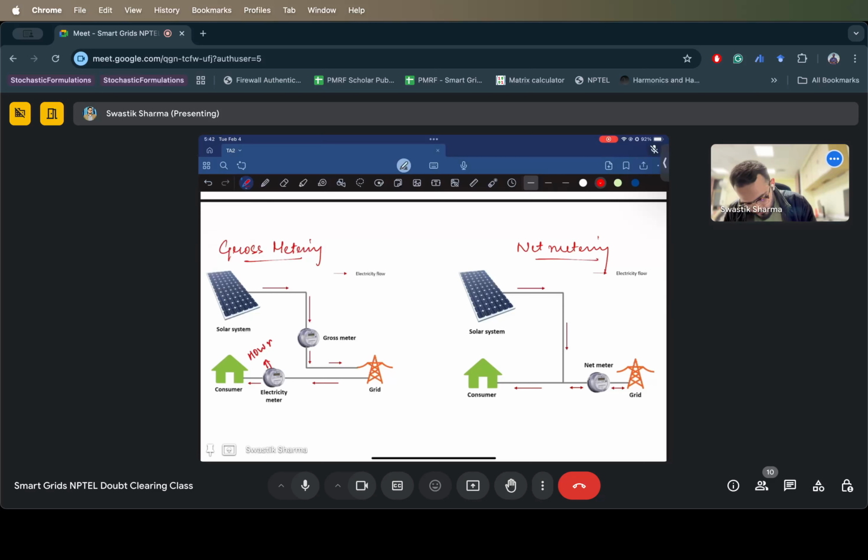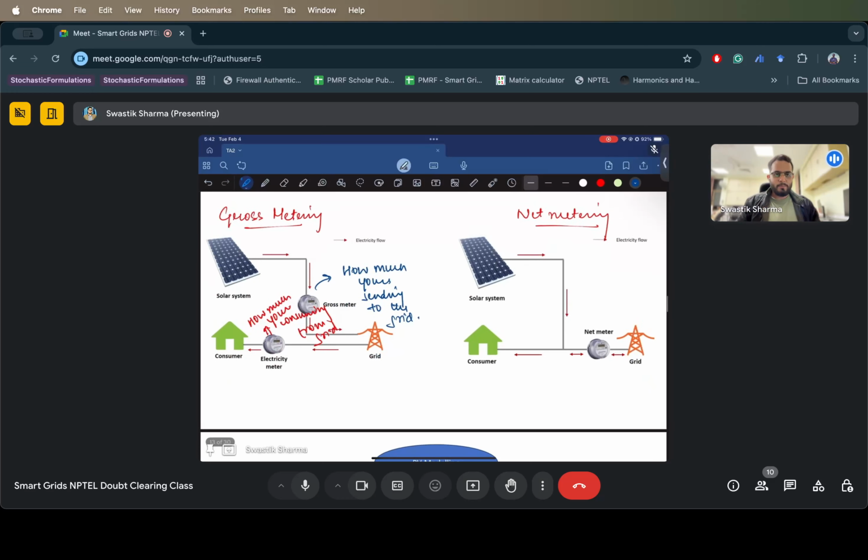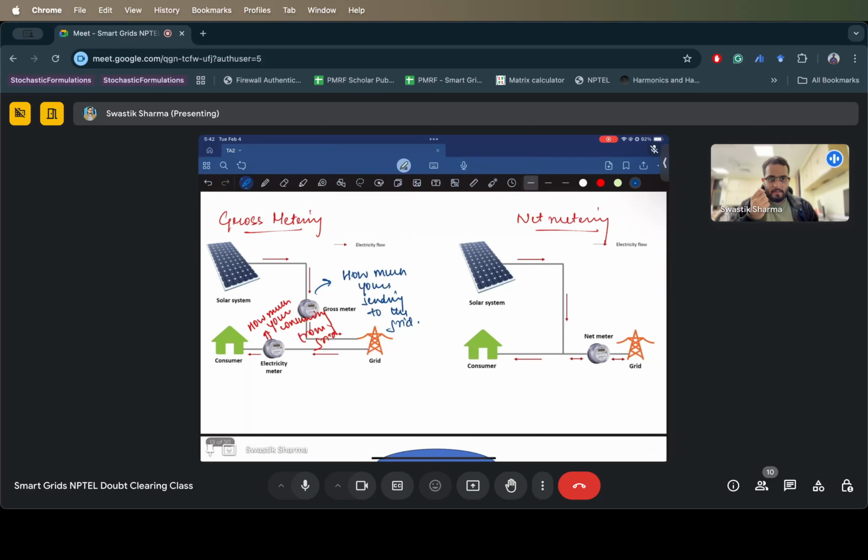how much you're consuming from the grid, right? And this gross meter tracks how much you're sending to the grid, right? So we'll come to that. That's how it is used. So your solar system is being tracked in a different meter, and your energy usage is being tracked in a different meter.